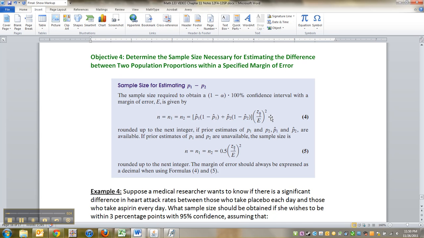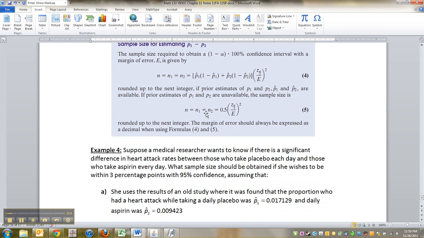There's this one up here, which is saying, hey, I have some prior estimates to what the proportions are, like I did a sample in the past sometime. And down here, when I have no clue what the proportions are, my best guess is 0.5 times z alpha over 2 over the error squared. Okay, so let's take a look here.